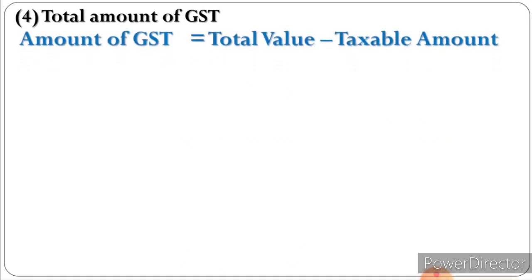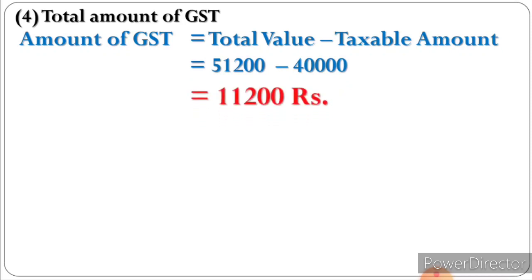Your fourth question is the total amount of GST. So you have a total value, you have the taxable amount, you will subtract it and you will get the total amount of GST. Total value minus taxable amount, substituting the values, 51,200 rupees minus 40,000, we will get 11,200 rupees.